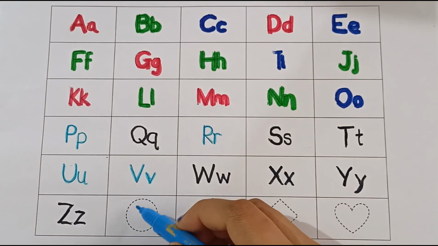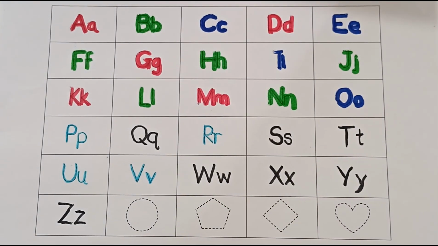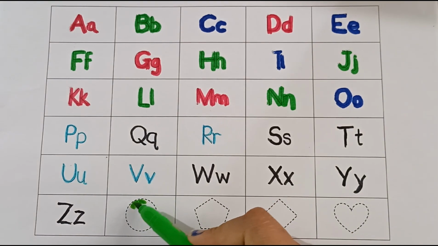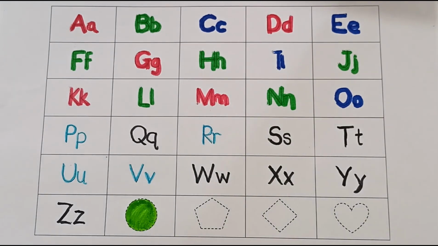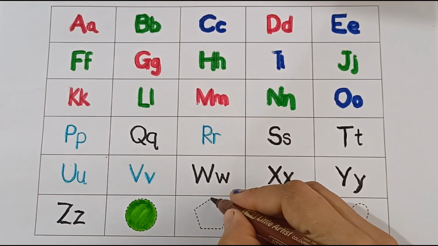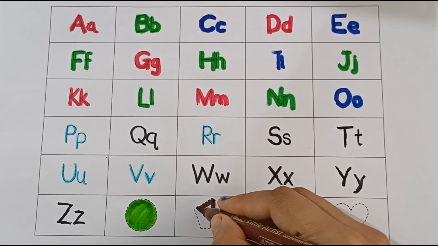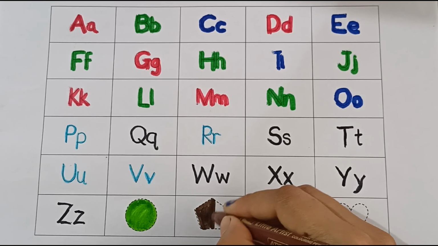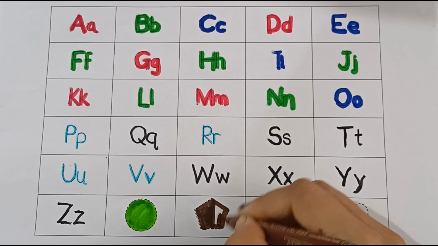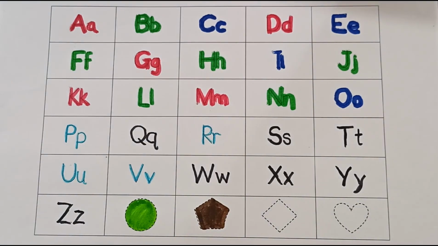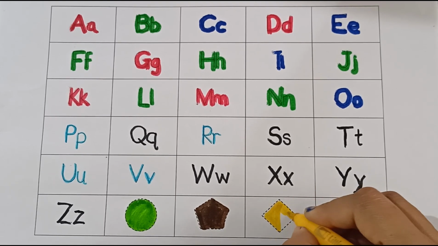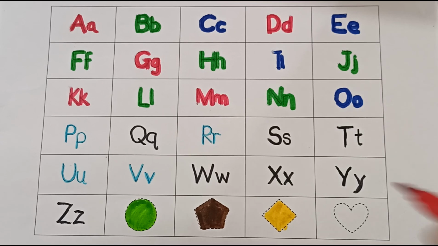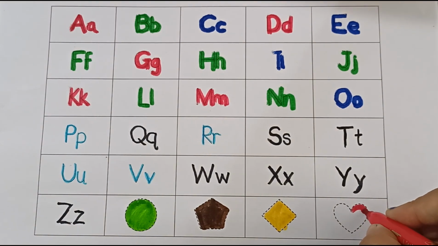This is a circle. A circle, light green color. Pentagon, brown color. A pentagon, a diamond, a heart, red color.